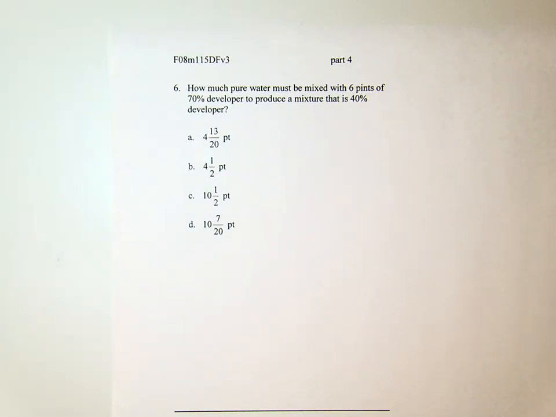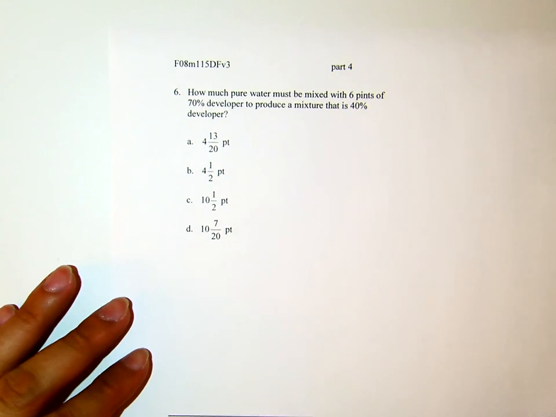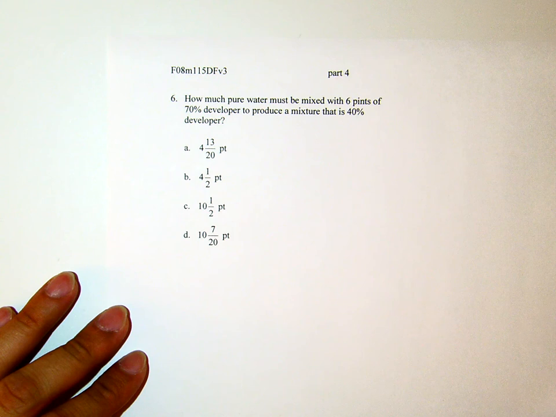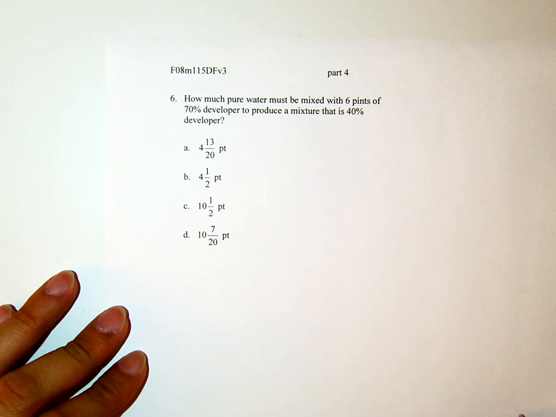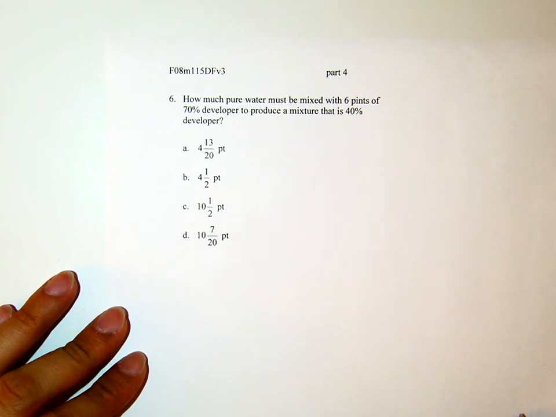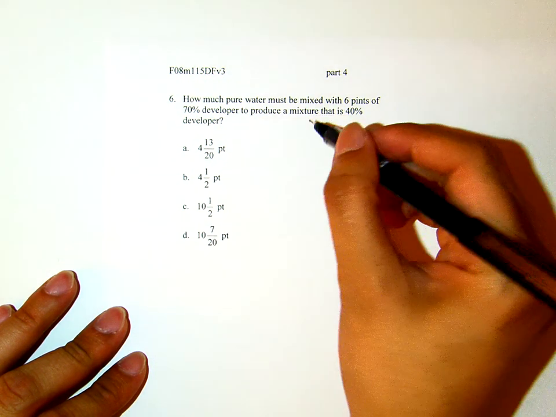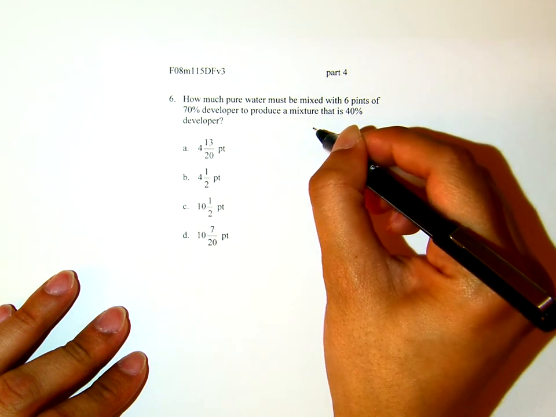The following is for 2008 Math 115 Department Final Version 3. Number 6. How much pure water must be mixed with 6 pints of 70% developer to produce a mixture that is 40% developer? That's the question: how much pure water.